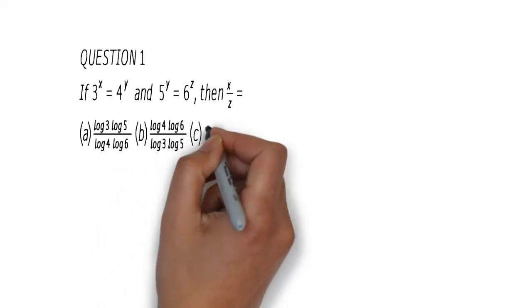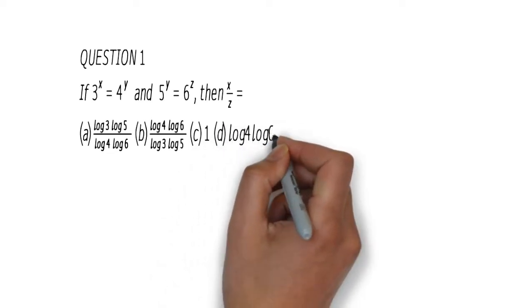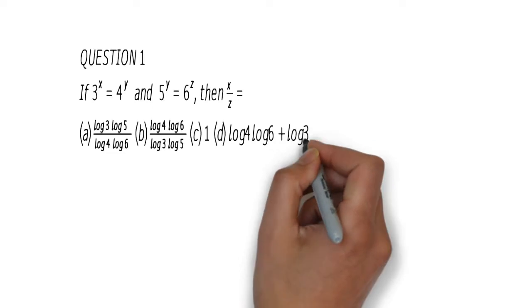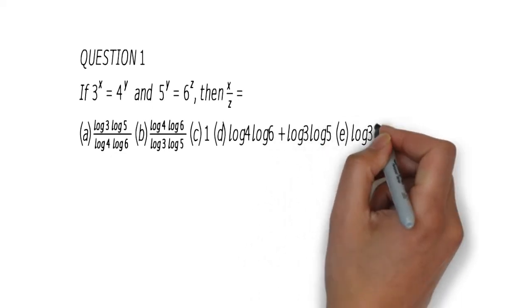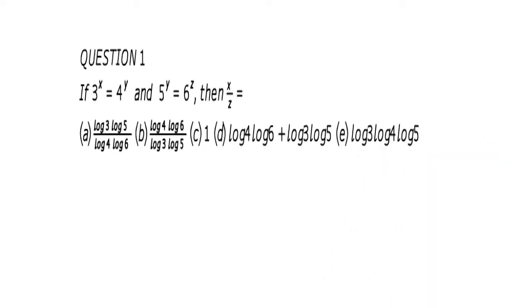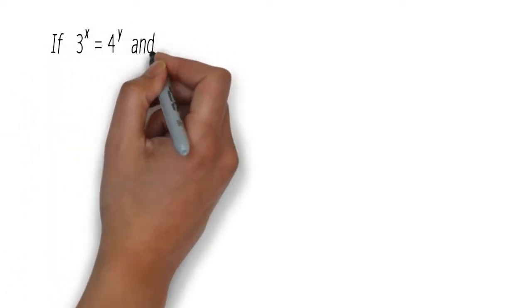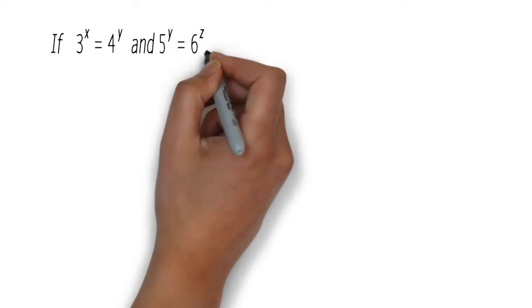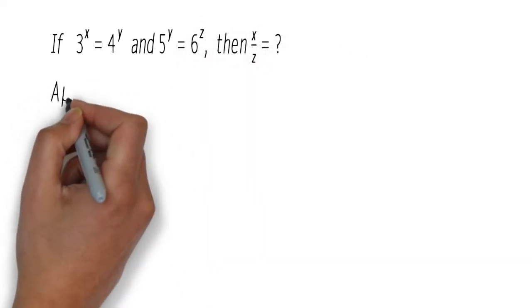A: log 3 over log 3 log 5 over log 4 log 6. B: log 4 log 6 over log 3 log 5. C: 1. D: log 4 log 6 plus log 3 log 5. And E: log 3 log 4 log 5. So let's take a look at the question again and see how we take the solution one after the other.